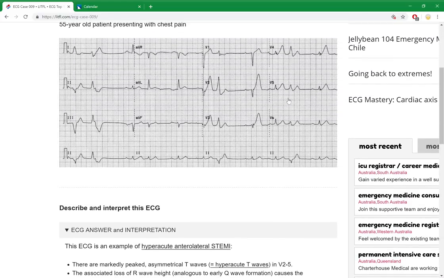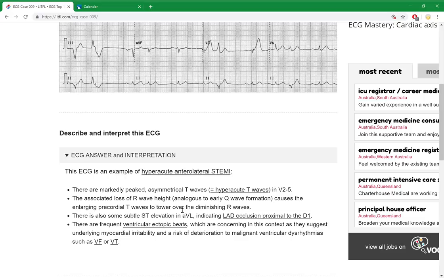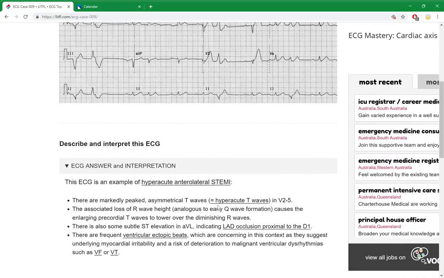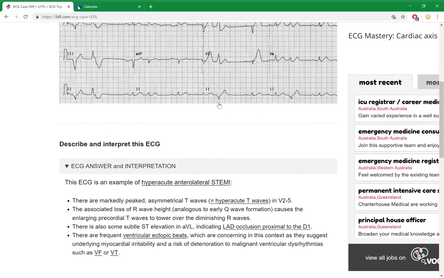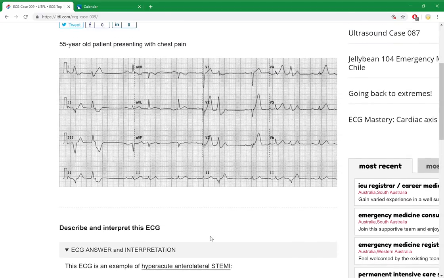So we're looking here, we see some hyperacute T waves extending all the way out to V6. Even though these are much smaller than these, look at it compared to the size of the QRS. It's the exact same size as the QRS. That's bad. Also, the associated loss of R-wave height causes the enlarging precordial T waves to tower over the diminishing R-waves, right? And then, like I was saying earlier, this heart is irritated due to the ectopy. This is because they're probably having an MI, which, according to our clinical picture and the EKG, they likely are.